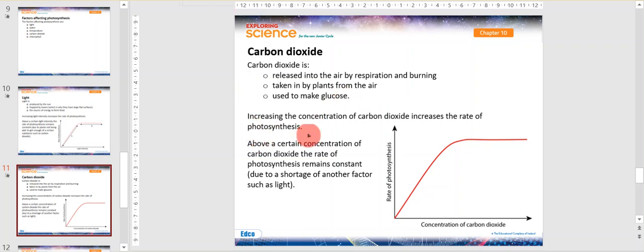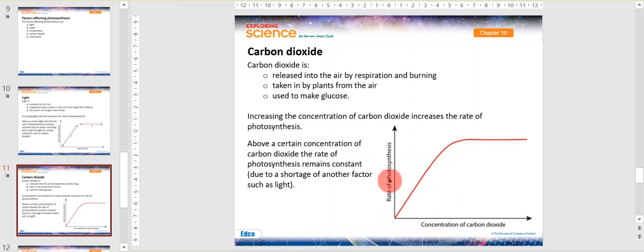So increasing the concentration of carbon dioxide increases the rate of photosynthesis. Again, we have a similar type of diagram. Along the bottom, we have the amount of carbon dioxide. As we move from left to right, the concentration of carbon dioxide is increasing. And what we can see is that as we increase the concentration of carbon dioxide, we increase the rate of photosynthesis.